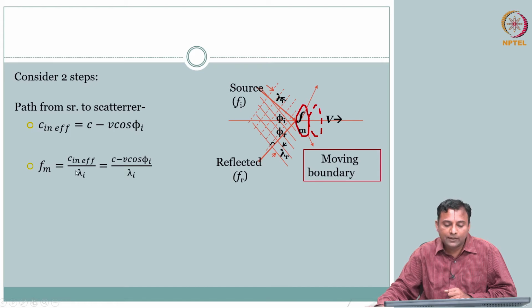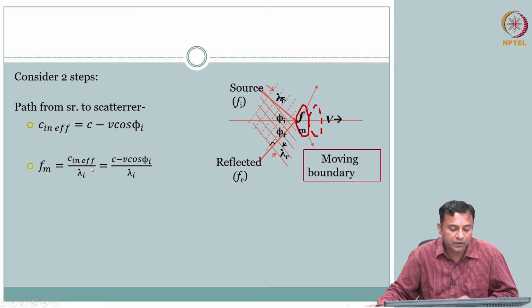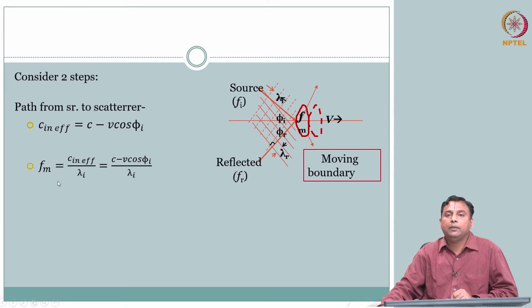So lambda is in the medium, this side of the incoming wave. C in effective is the effective velocity as seen by the observer. So the intermediate frequency observed by the moving observer is going to be C in by lambda. C is equal to f lambda, if you remember that. Okay, so C in effective is your C minus v cos phi. So you have your intermediate frequency.